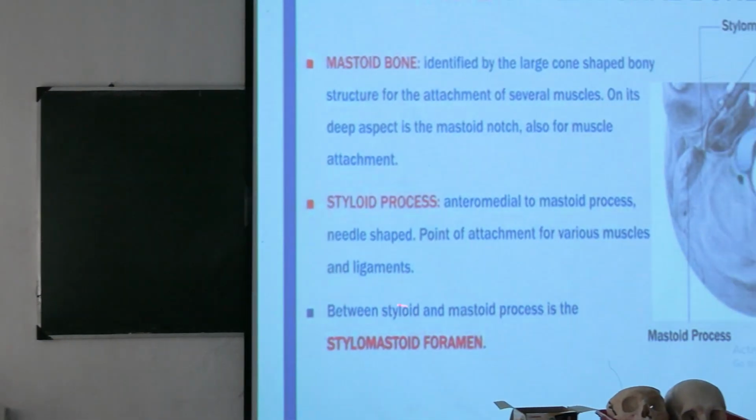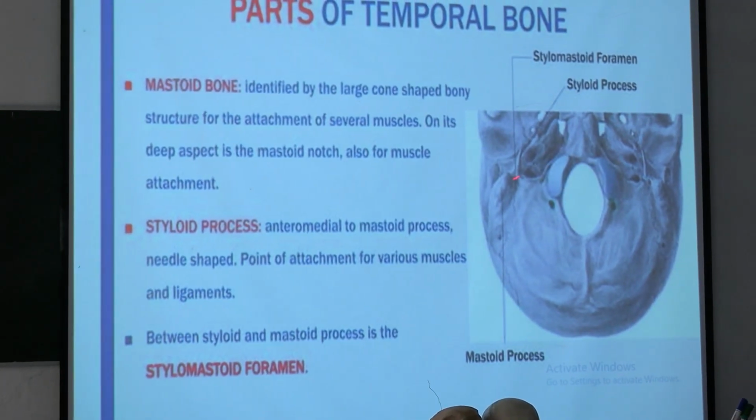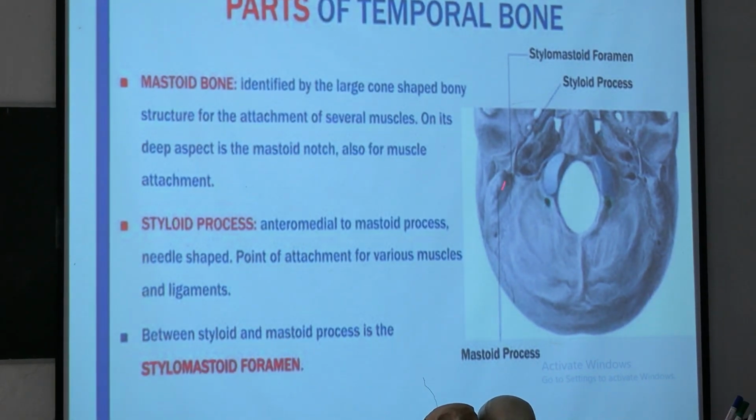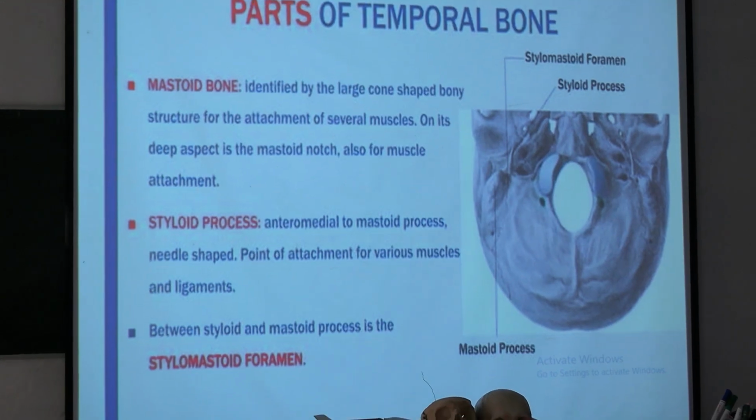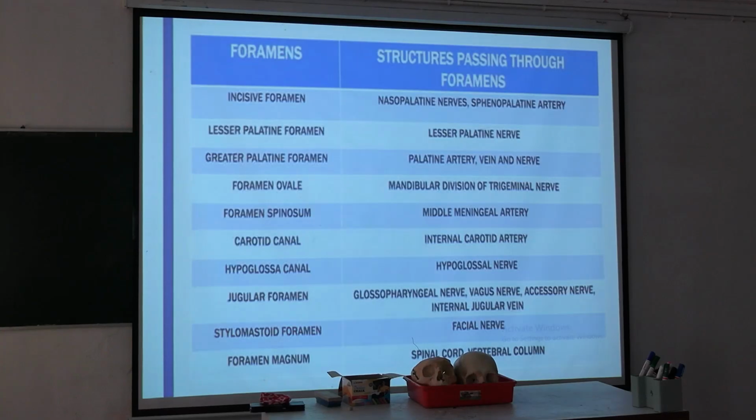Between the styloid process and the mastoid process is a foramen, the stylomastoid foramen. The facial nerve comes out through this foramen. In children, the mastoid process is not developed, so there is a high chance of injury to the facial nerve if injury occurs in this region.